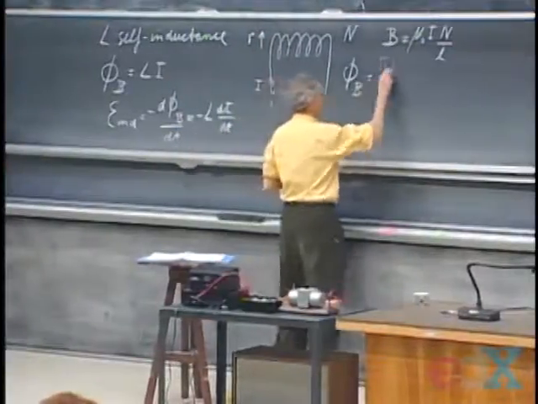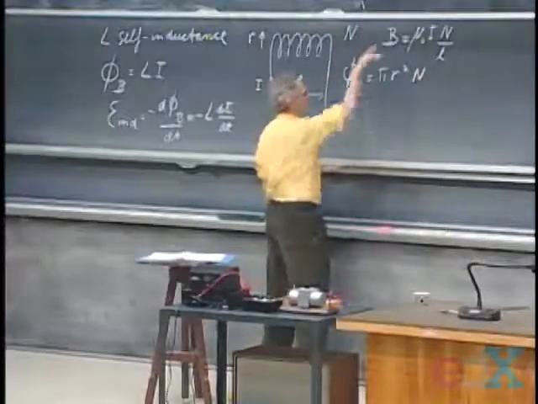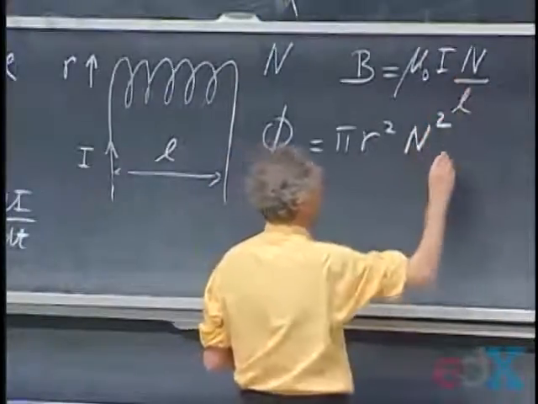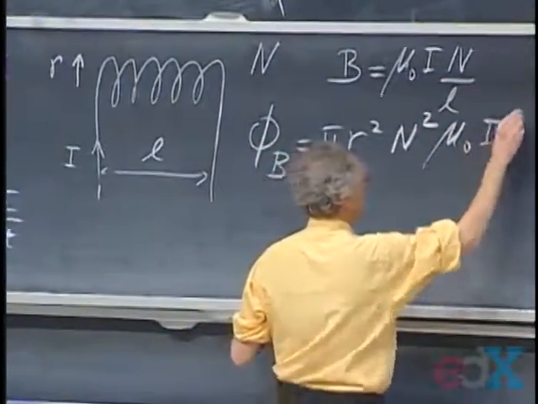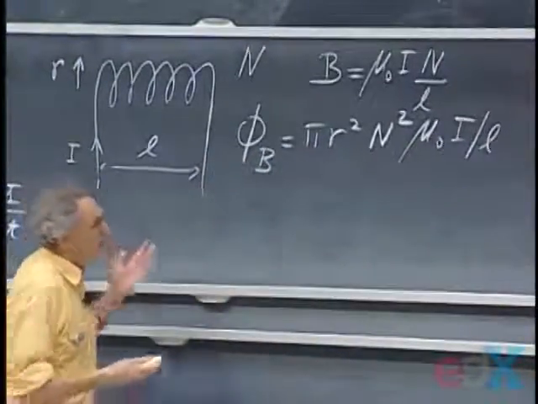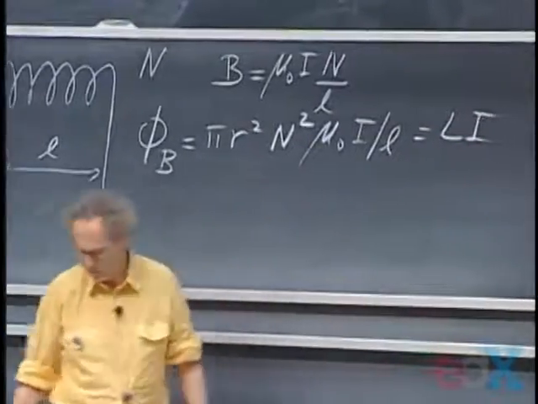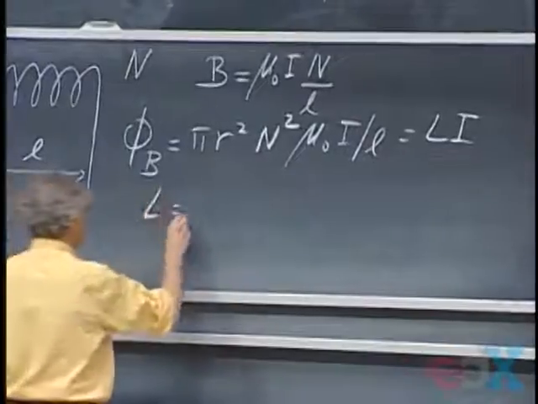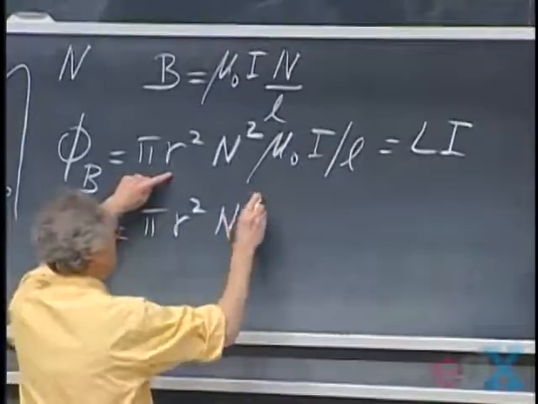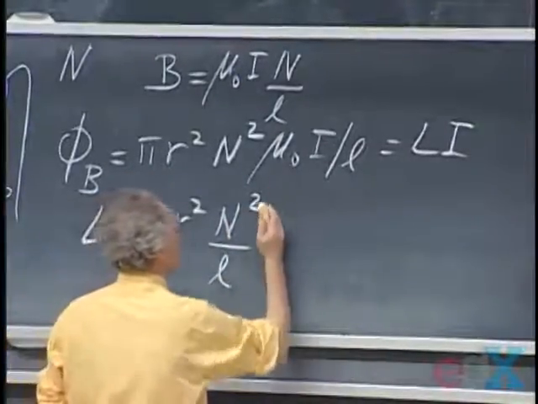So we get pi little r squared, surface area of one loop, but we have N loops, and then we have to multiply it by that constant magnetic field. So we get an N squared, because we have an N here, mu0 I divided by l. And this we call L times I. That's our definition for self-inductance. And so the self-inductance L is purely geometry. It's pi little r squared, capital N squared, divided by l, times mu0.